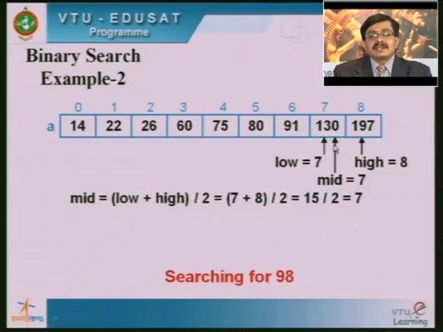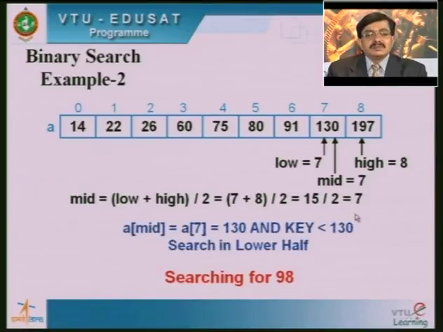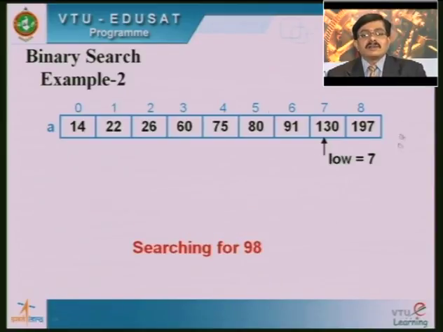But still, how exactly it works is, whenever I am moving to the left array, the high index should be taken as mid minus 1, and whenever I am going for the right array, the low index should be taken as mid plus 1. Now the key value 98 is less than 130, so we have to go for the lower half. When I am going for the lower half, low should be kept as it is, and when I am going for the higher half, high should be kept as it is.